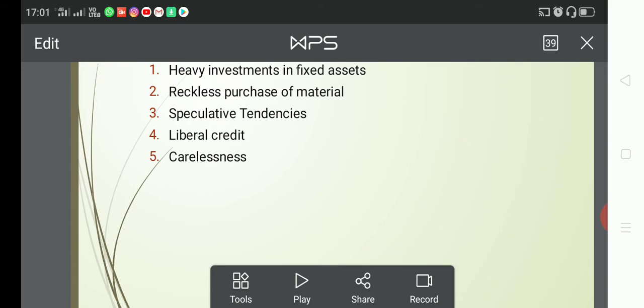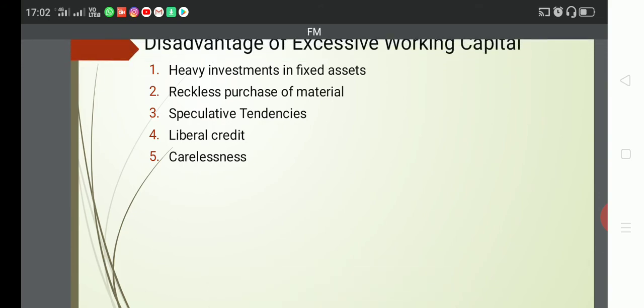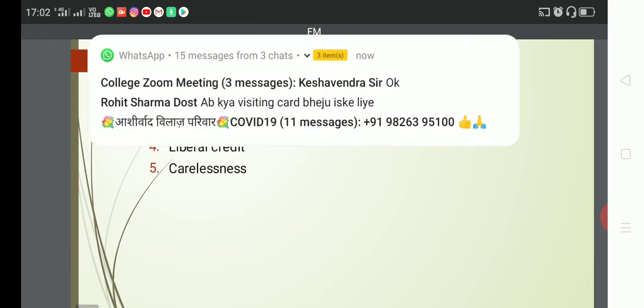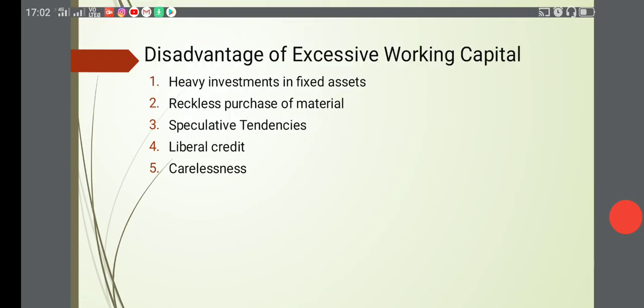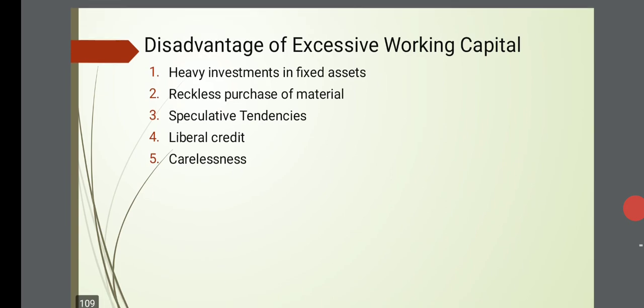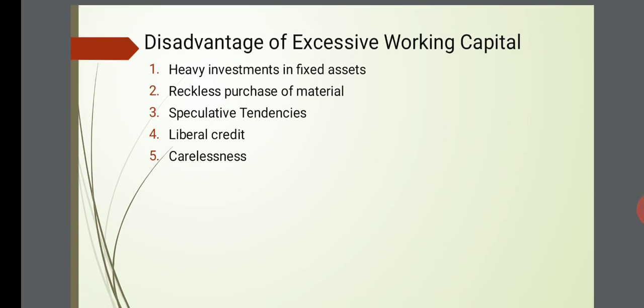And liberal credit: excessive working capital makes you give out your money on liberal terms and conditions, and that may lead to a lot of NPAs and a lot of loss of money, and carelessness. A lot of money means a lot of carelessness. So if you have working capital, it is very important to manage it properly. If you don't deal with it properly, then it will lead to a loss of funds.